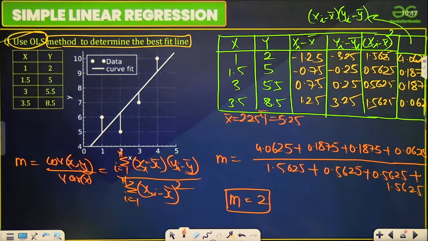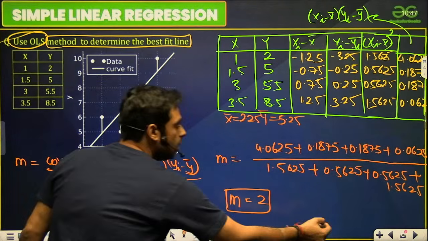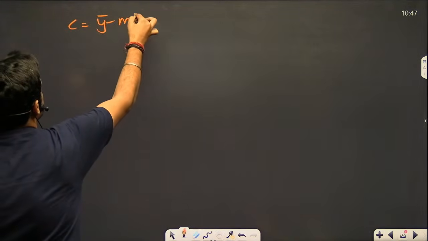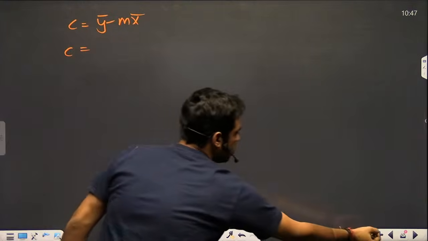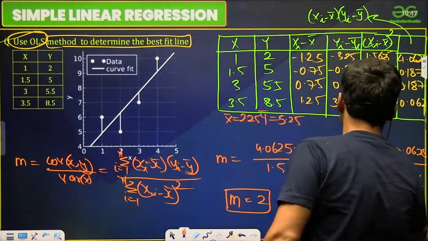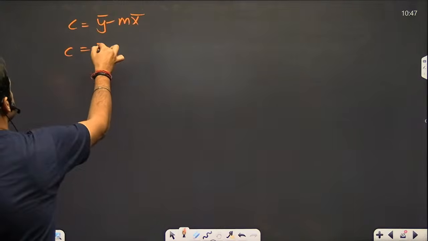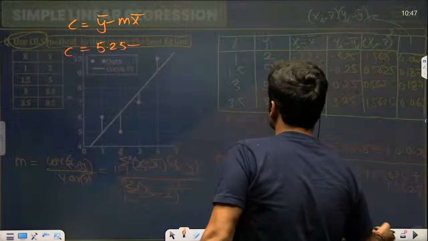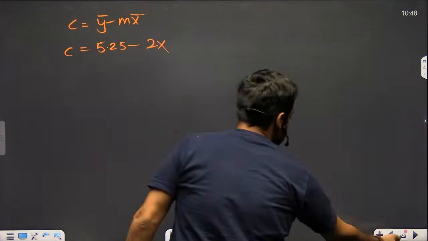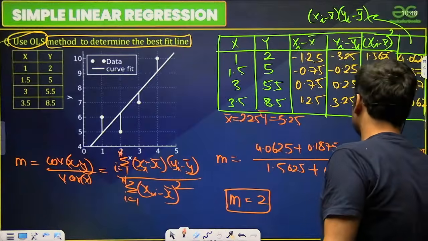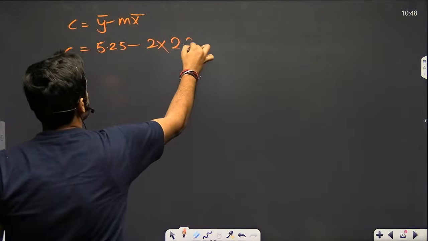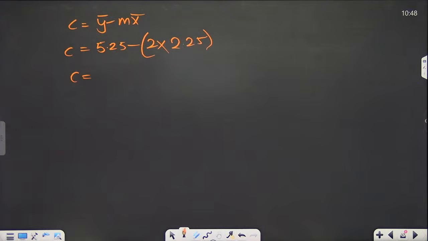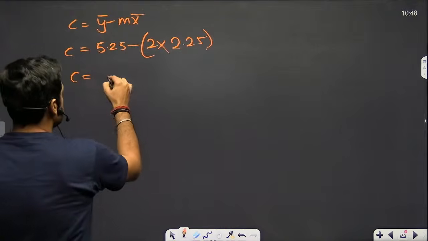And the value of c, how to calculate the value of c? So c is y bar minus m x bar. What is y bar value? Y bar already we have, 5.25. So this is 5.25 minus m. What is m here? M is 2, into what is x bar? X bar is 2.25. So I can just calculate the value of c. The value of c would be 0.75.